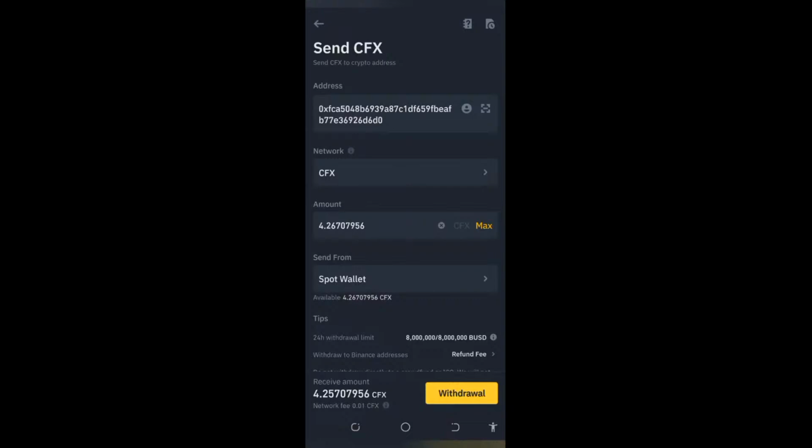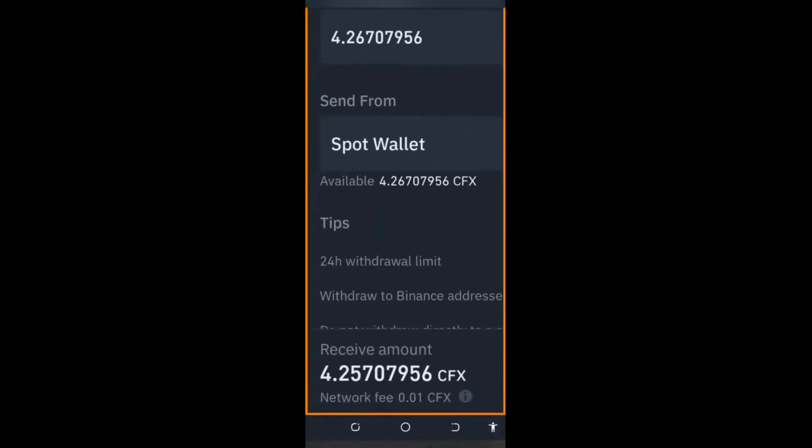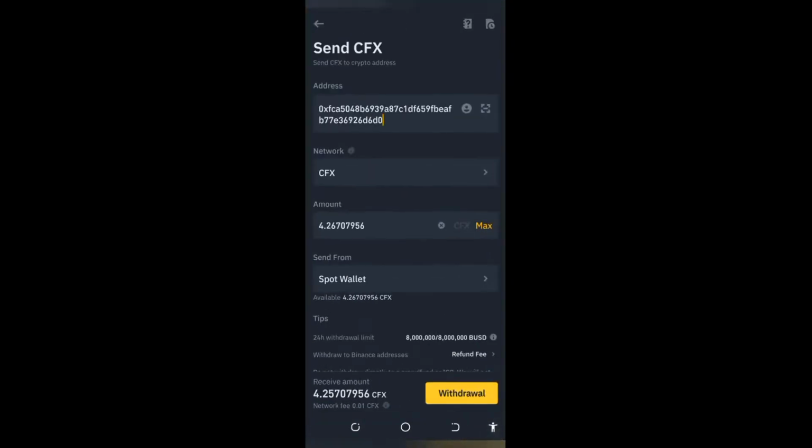So let's put the max. I think we're good. Is there anything we need to take note of? I think it's fine. Okay. So let's take our screenshot. Everything looks good. Normally, when the address is wrong, you'll see red. It will just show you that it's wrong. But now it looks like it's good. So I'm just gonna go ahead and click on withdrawal.